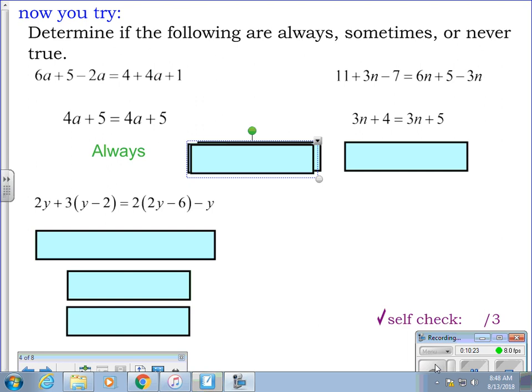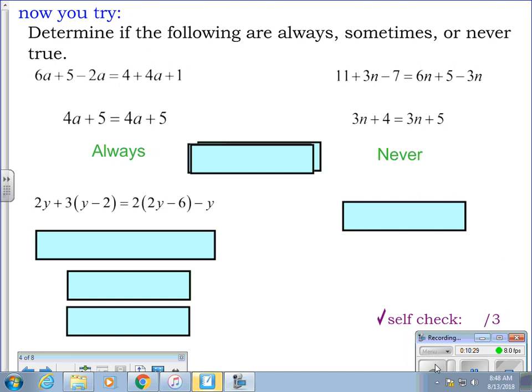So again, first step, simplify it down. And on this one here, 3n plus 4 equals 3n plus 5. Variables are the same, the constants are not. It's never true. The variables are the same and the constants are not. It will never work. Nothing will work at all. Okay.